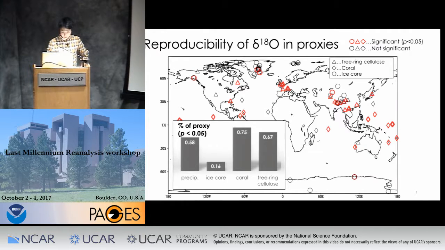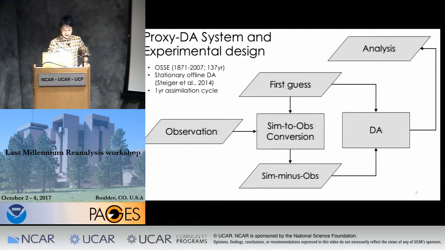So I don't know whether this is good enough or not, but anyway, I used this model to assimilate isotopic proxy data. This figure shows the flowchart of proxy data assimilation and my experimental design. First, I did OSSE for the period of 1871 to 2007, and I used the stationary offline data assimilation, which is proposed by Steger et al. 2014. And I did a 1-year assimilation cycle, and I didn't do any monthly reconstruction.